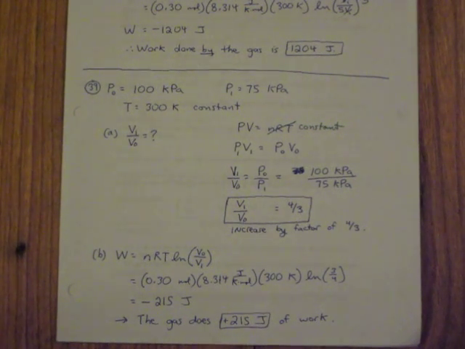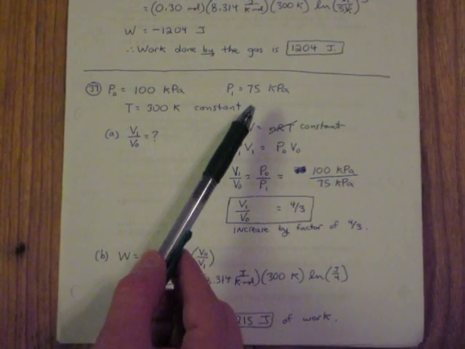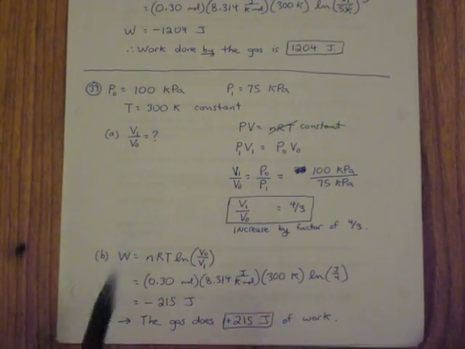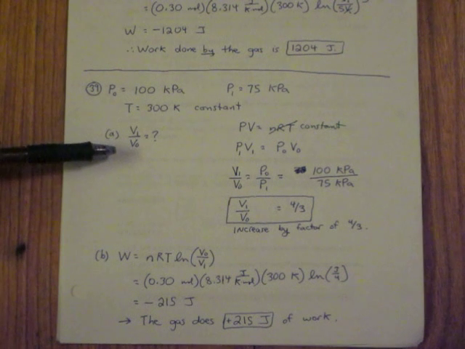This is Chapter 14 homework, starting with number 39. We have an initial pressure of 100 kilopascals, a final pressure of 75 kilopascals, constant temperature of 300 Kelvin. The question A is asking by what factor does its volume increase? So a way we can phrase that mathematically is to ask what is the ratio of V1 over V0?